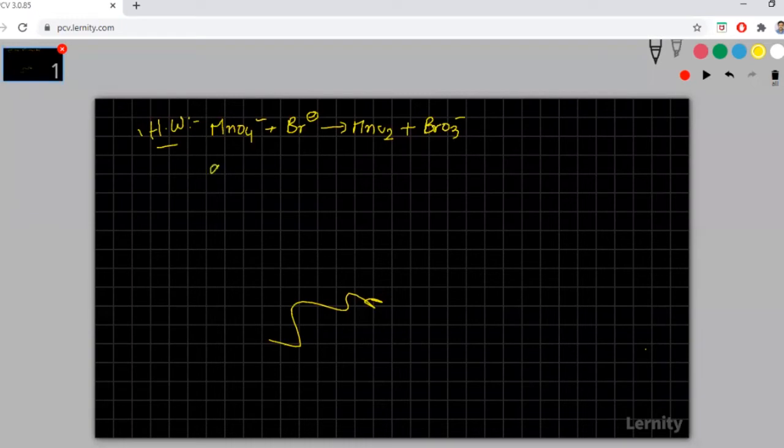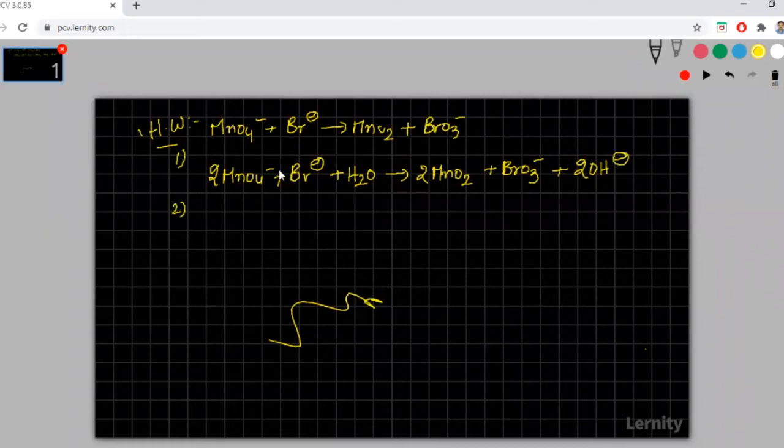check the answers. 2MnO4 minus plus Br minus plus H2O gives 2MnO2 plus BrO3 minus plus 2OH minus. Understand clear? This is the first problem solution. And now we will move to the second problem.